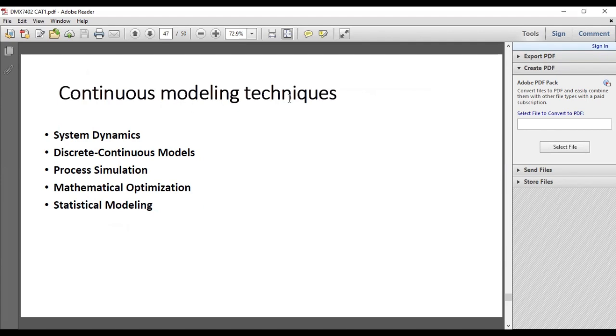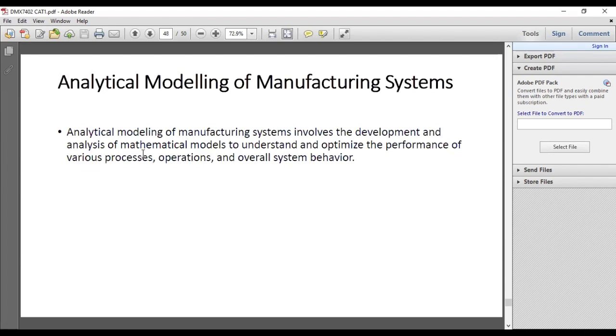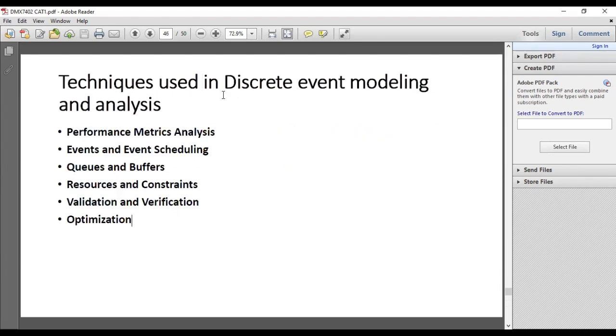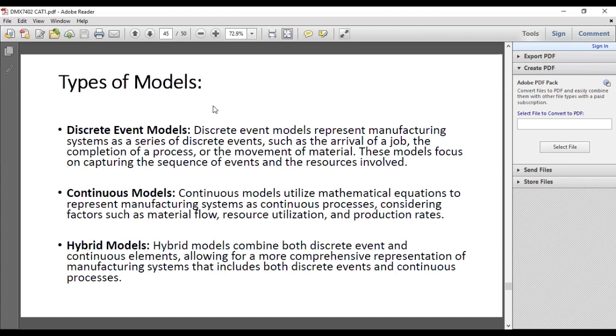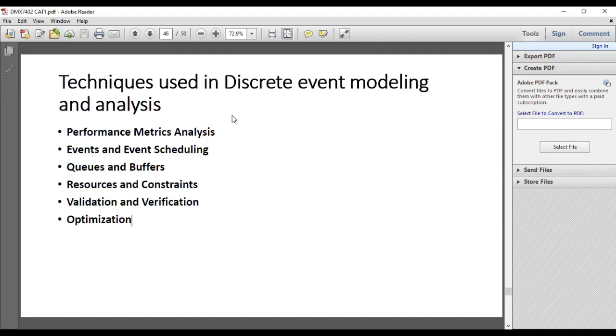Other modeling techniques include system dynamics, discrete and continuous models, process simulation, mathematical optimization, and static modeling. These are different kinds of techniques, and we might not work on these. We will work on discrete event modeling. So these are the types of models, and these are the methods or techniques used for modeling.